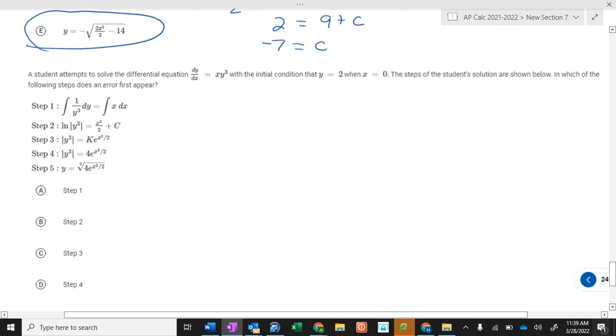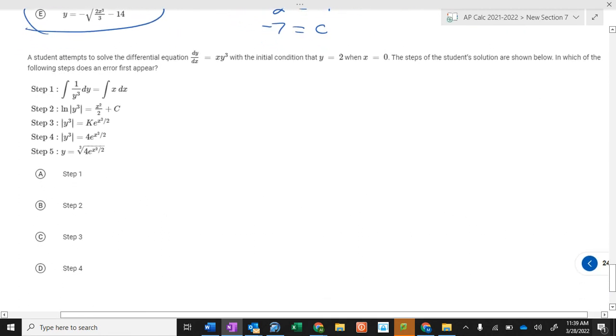Which step is wrong? A student attempts to solve the differential equation dy over dx equals xy cubed with the initial condition that y equals 2 when x equals 0. The steps are shown below. What did they do wrong?